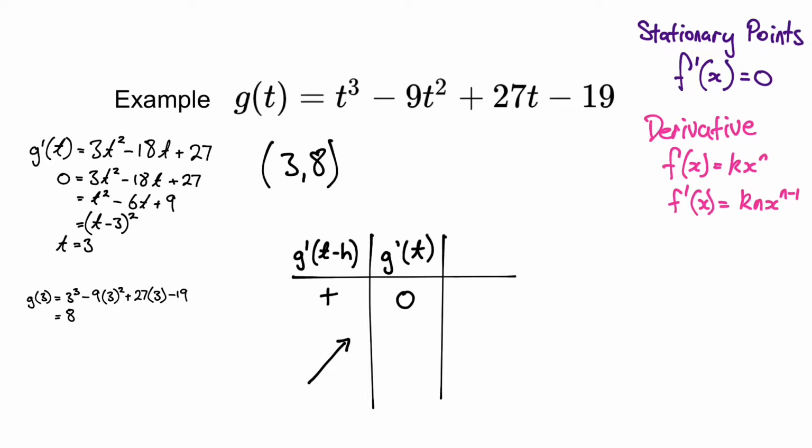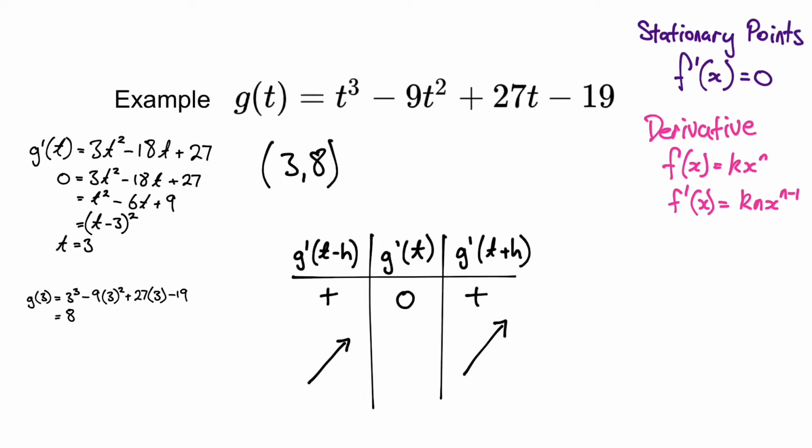Now we need to look at a point that's further along than our stationary point, so our g prime of t plus h. Picking a point that's greater than our stationary point, so when t is greater than 3, a nice easy one to use is when t is equal to 10. So if we do 10 squared, that's 100 times 3, 300. 18 times 10 is going to give us 180. And we're just going to add 27. So if we've got 300 minus 180 plus 27, that's going to be positive as well. So that means that it has another positive gradient.